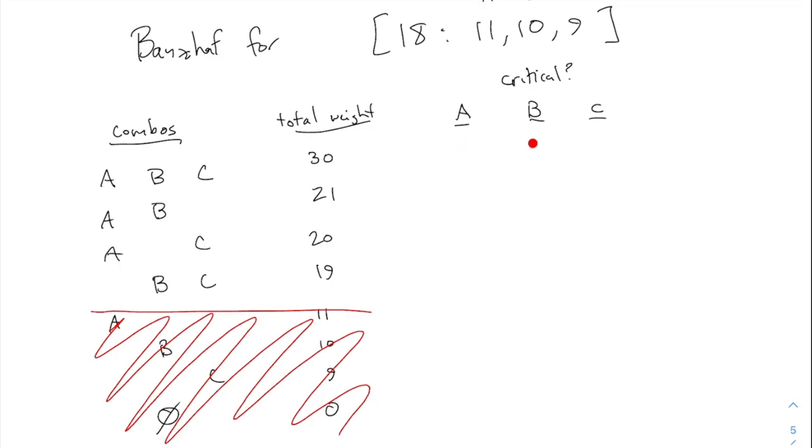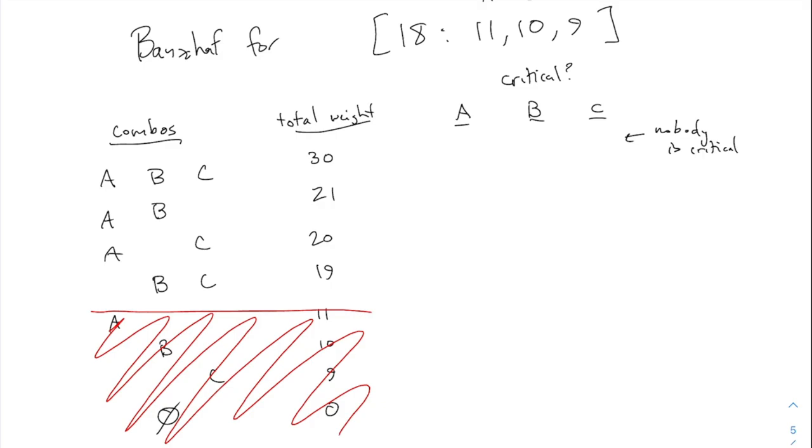All right, in this combination, A is not critical. What about B? Same question, if I remove the B, do they still make it to 18? And the answer again is, if I remove the B, they do still make it to 18, which means B also is not critical. And for the same reason, C also is not critical. So right here, nobody is critical in this row. I'm just not going to write anything there. Nobody is critical here.